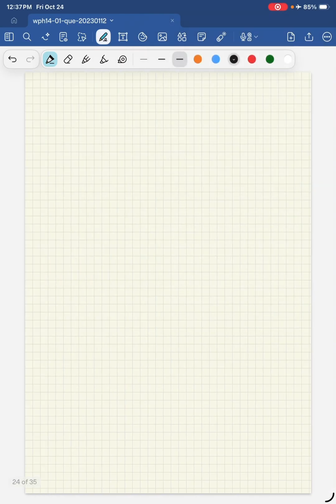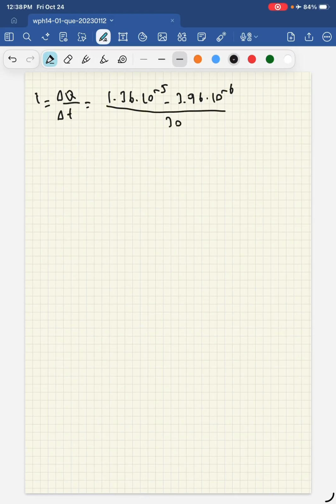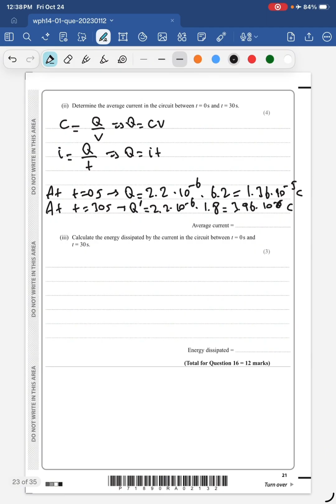Therefore, the average current, which is delta Q over delta T, is just 1.36 times 10 to the negative 5 minus 3.96 times 10 to the negative 6 over 30 seconds. This gives us 3.2 times 10 to the negative 7 amperes. And that's the answer. Okay, so they give us those times and we calculate things.